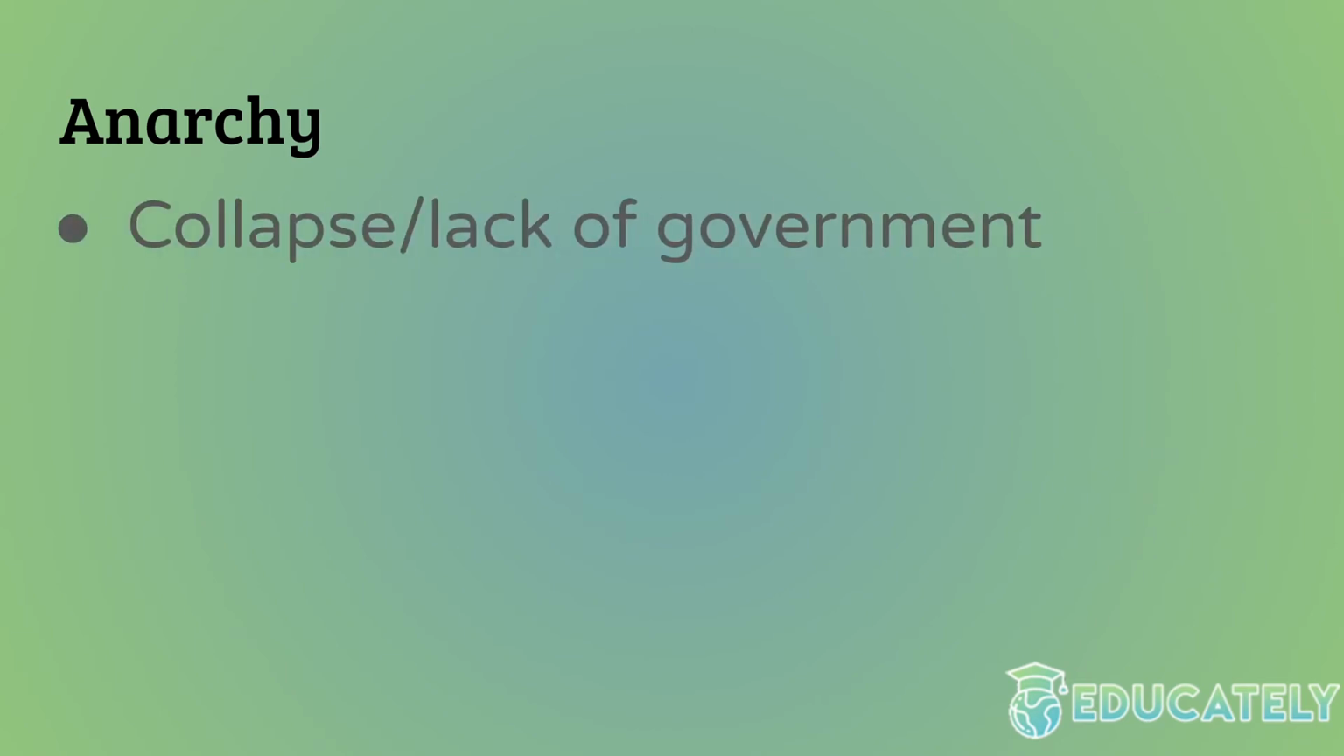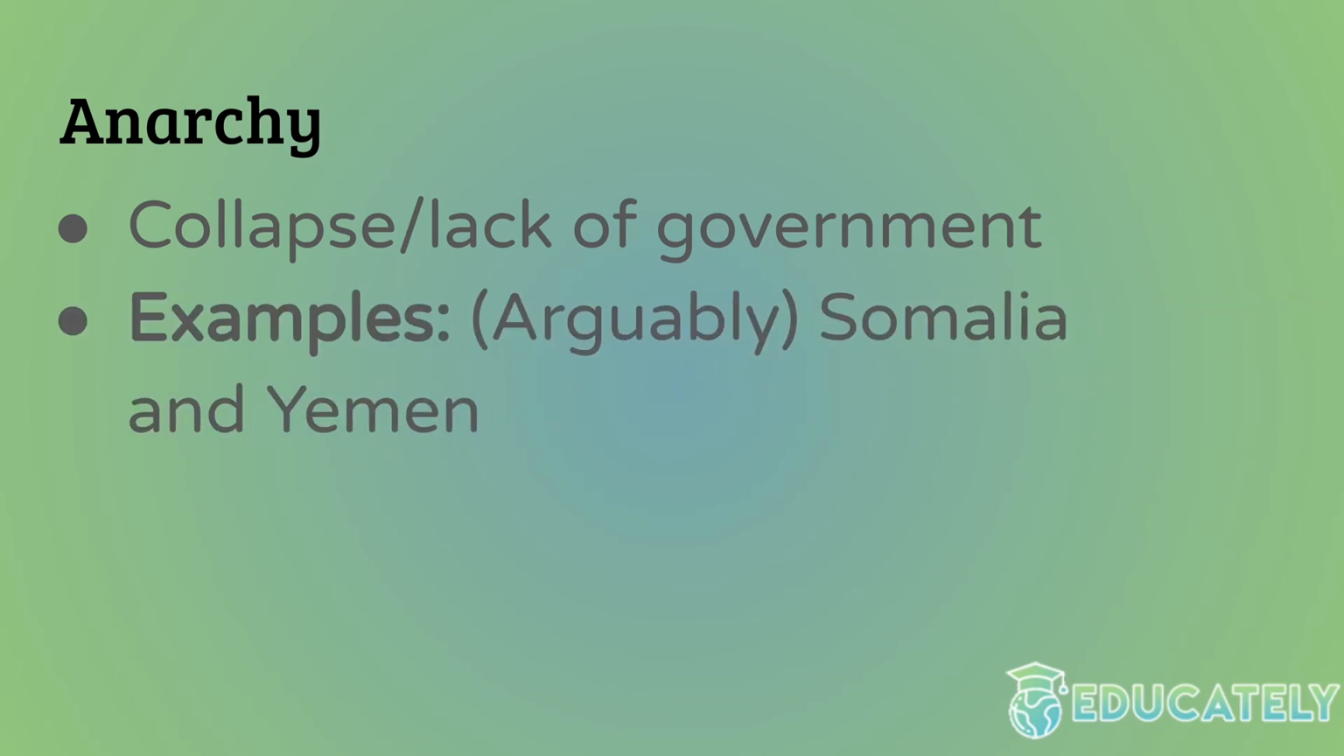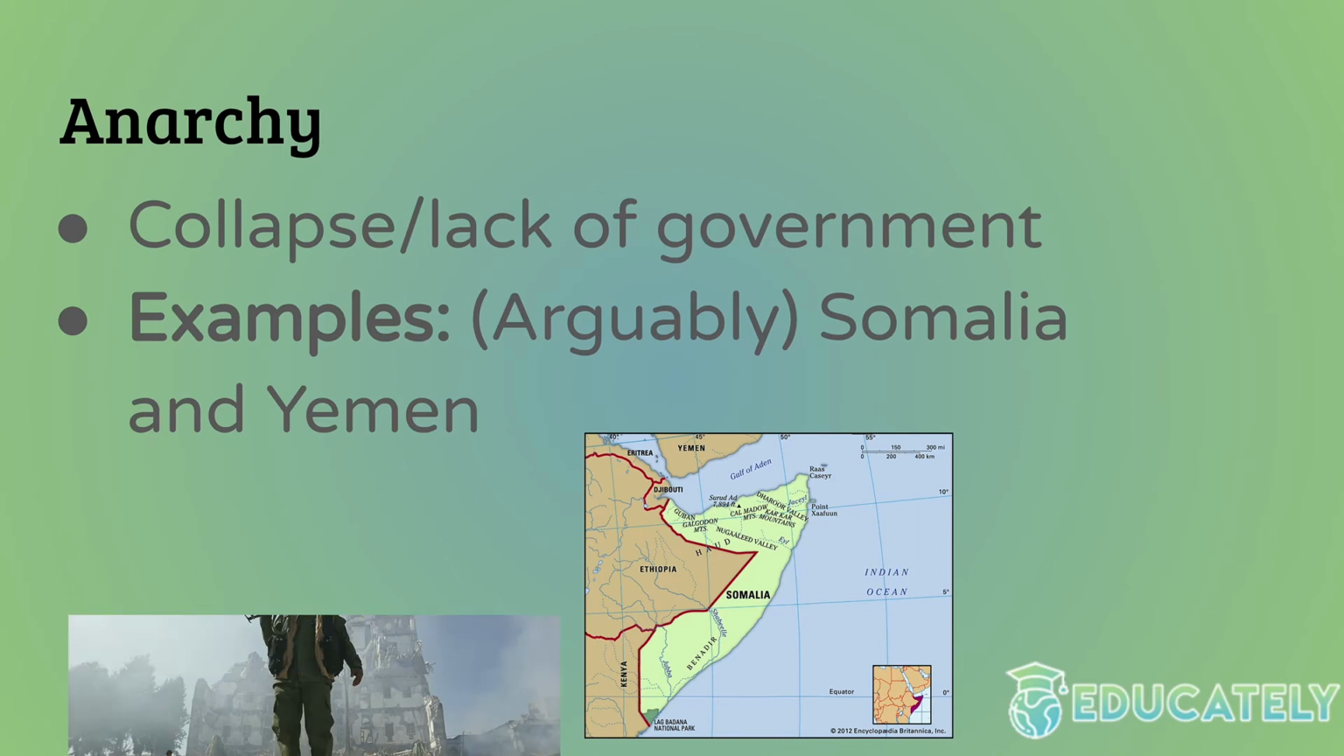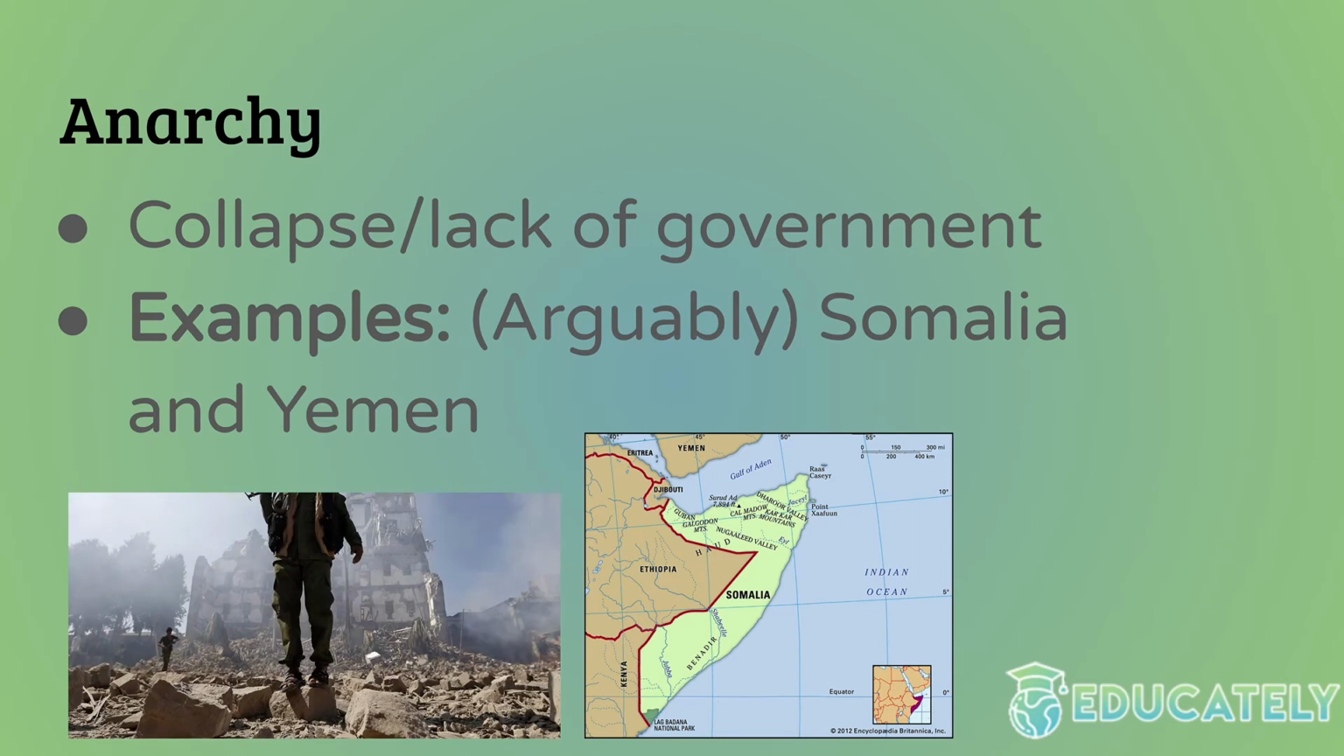You also have an anarchy. This is kind of a type of government, but it's really a lack of a government, or a situation where a government has collapsed and there's confusion over who's in charge. Examples, this is kind of hard to argue. Some people will argue that these states aren't in anarchy right now, but Somalia and Yemen, this is where Somalia is on a map, and Yemen, where they're having a civil war. That's a debate for a different day, whether or not those are actual anarchies.